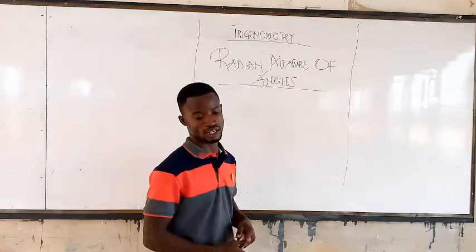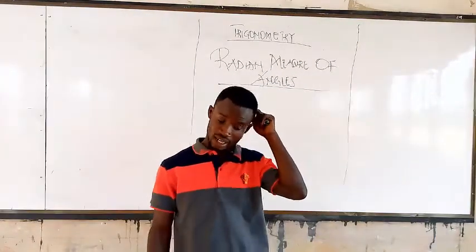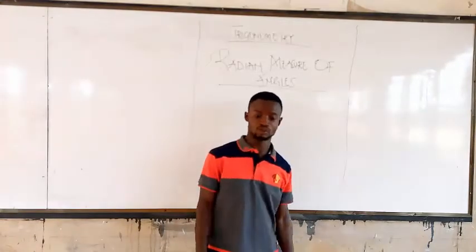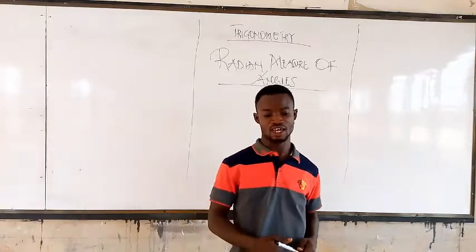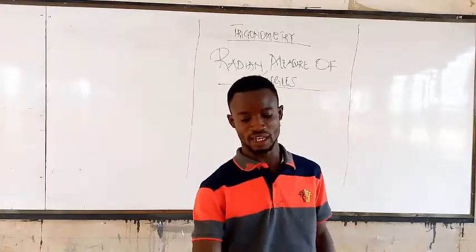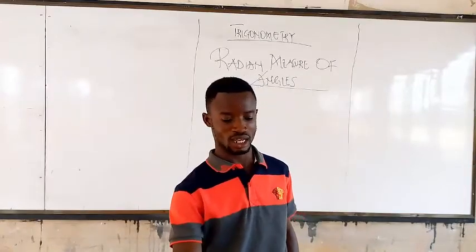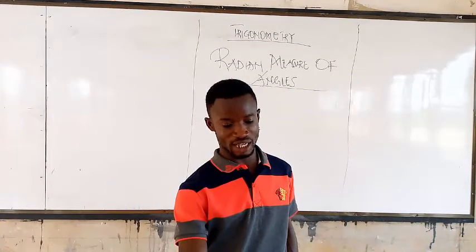Radian measure of angles. By the end of this video, you should be able to compare between degrees and radians, find coterminal angles, and find the complement and supplement angles. Alright, so let's start with the radian measure.